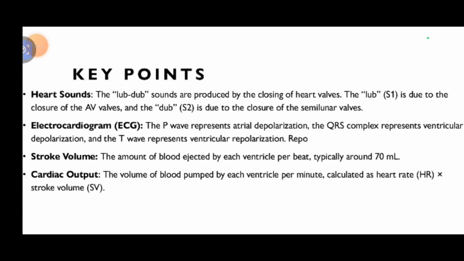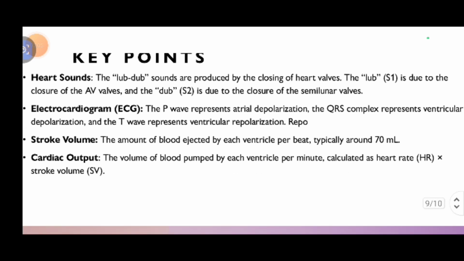Key point: heart sounds, lub and dub, are produced by the closing of heart valves. Lub (S1) is due to the closure of the AV valves, and dub (S2) is due to the closure of the semilunar valves.